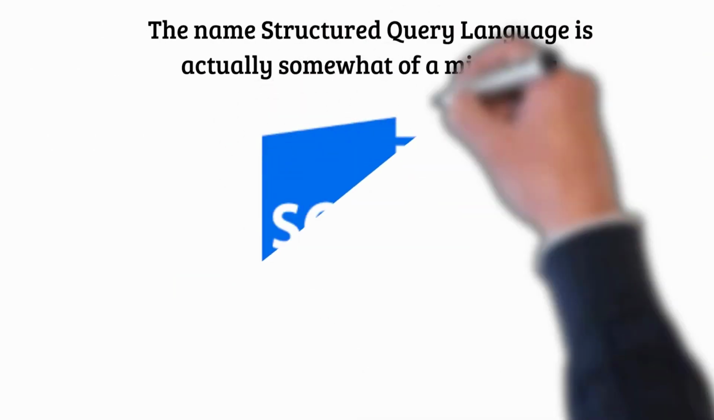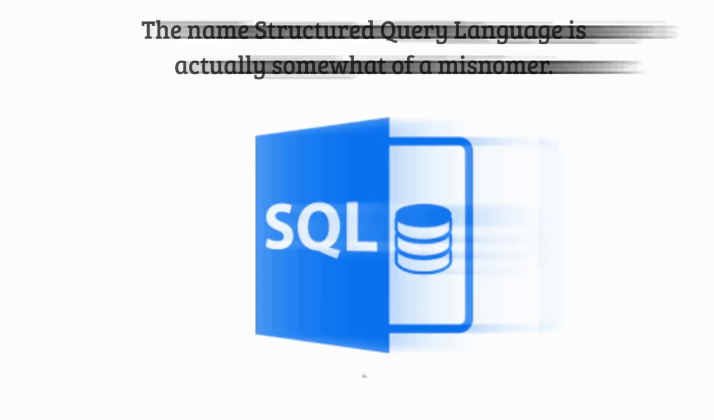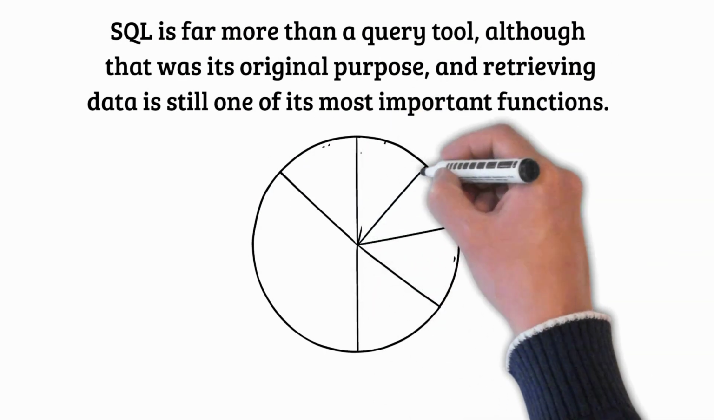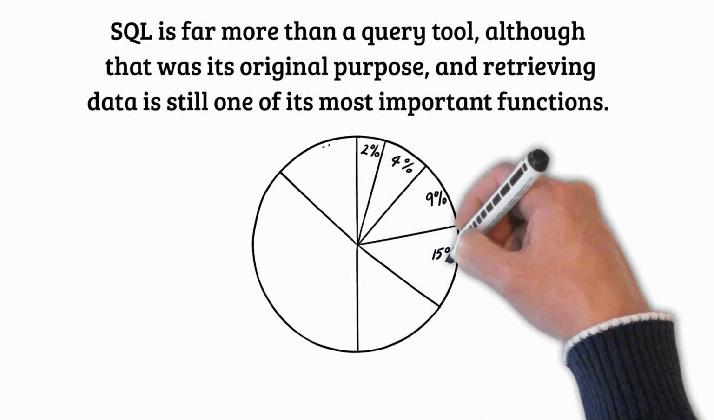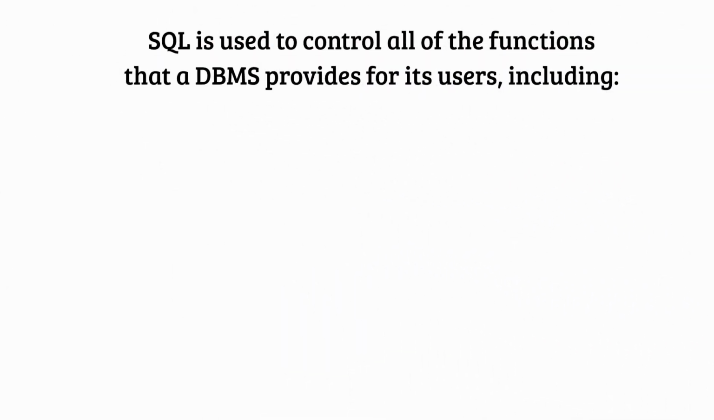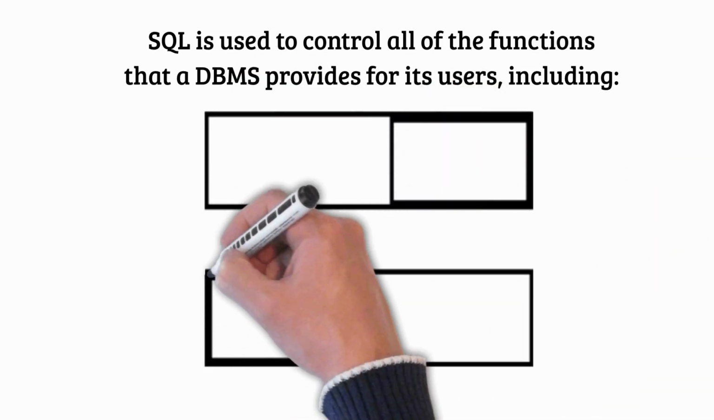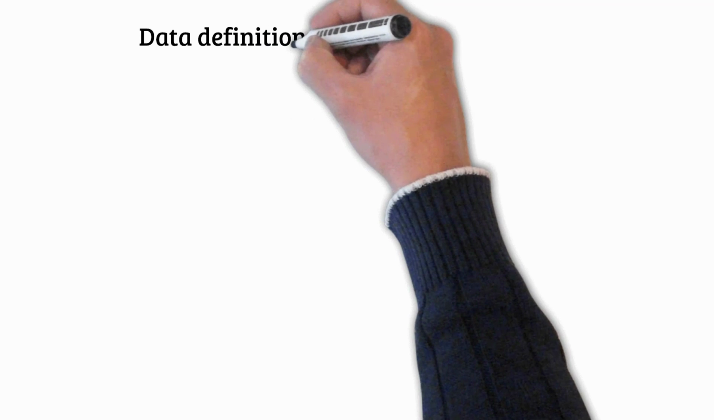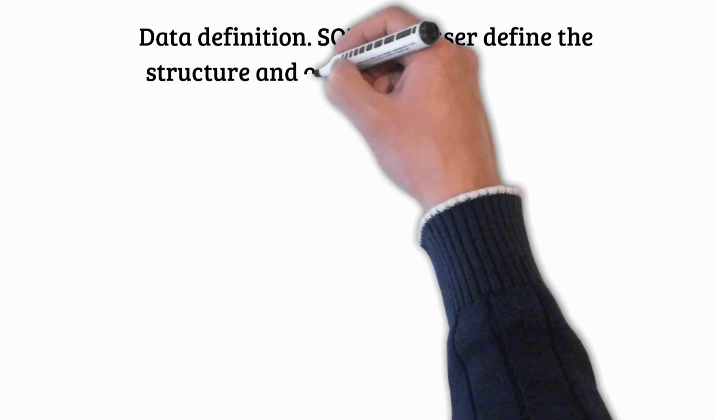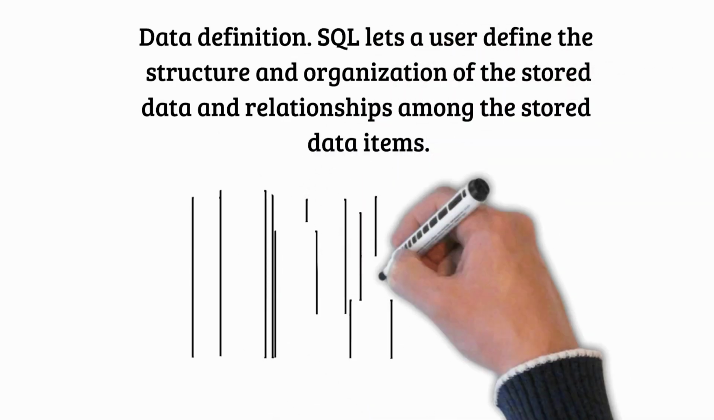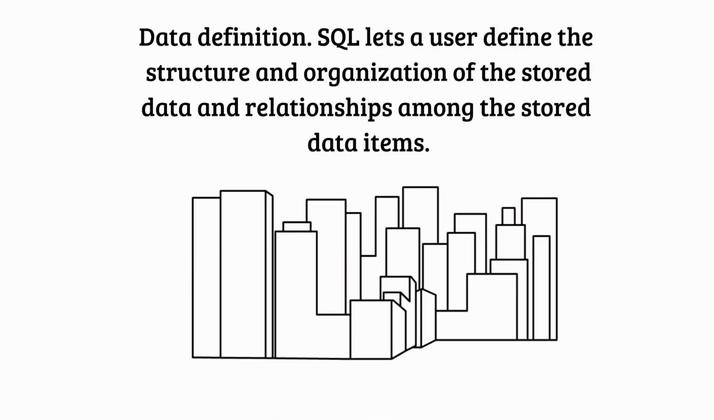The name Structured Query Language is actually somewhat of a misnomer. First of all, SQL is far more than a query tool, although that was its original purpose, and retrieving data is still one of its most important functions. SQL is used to control all of the functions that a DBMS provides for its users, including data definition. SQL lets a user define the structure and organization of the stored data and relationships among the stored data items.